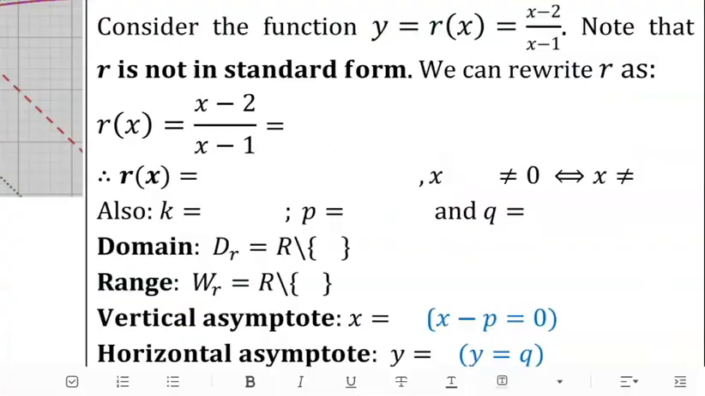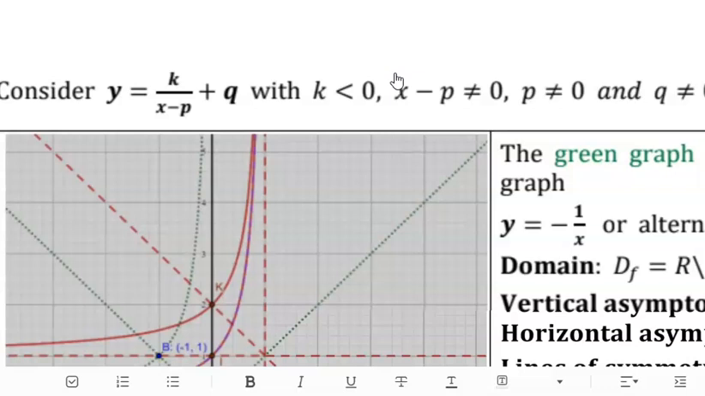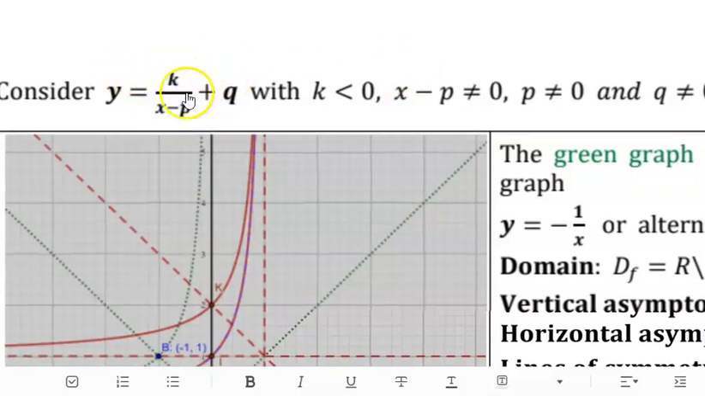The rest, let us now consider our function y equal to r of x, which is x minus 2 over x minus 1. Note that r is not in the standard form. Remember, we said the standard form is this y equal to k over x minus p plus q. And the cases that we are now considering is we're looking at k negative values. That's why we are now in the second and the fourth quadrant.